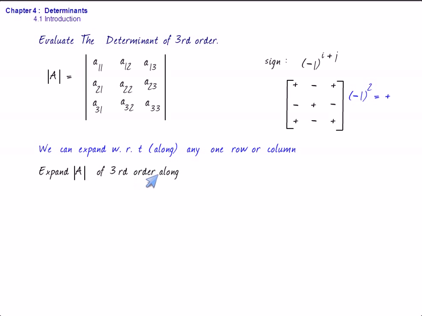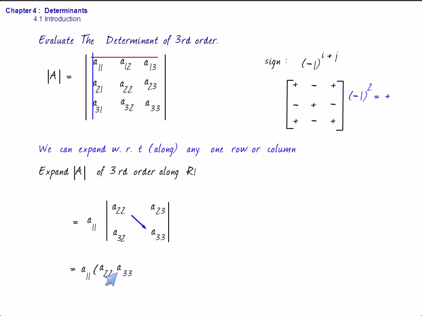Let us expand or evaluate the determinant A of third order along R1. So we'll take the elements of R1, that is A11, multiply it, and of course the sign before A11 we'll take positive, and delete the row and column through A11. Then what is the rest of the determinant? The rest of the determinant left is A22, A23, A32, and A33. And of course, this you can evaluate as such. How do you evaluate the value of the second order determinant? You know the procedure. Multiply the elements on the main diagonal and minus the product of the elements on the other diagonal.